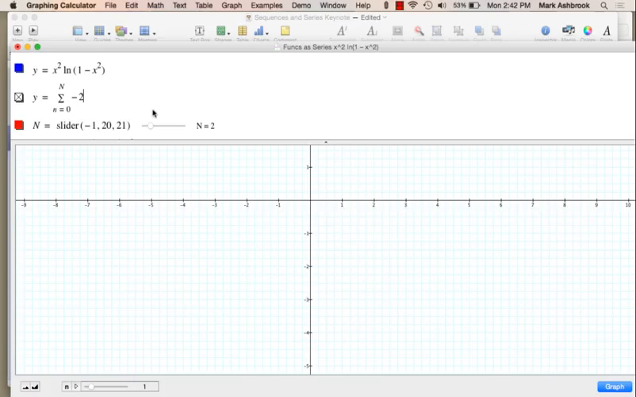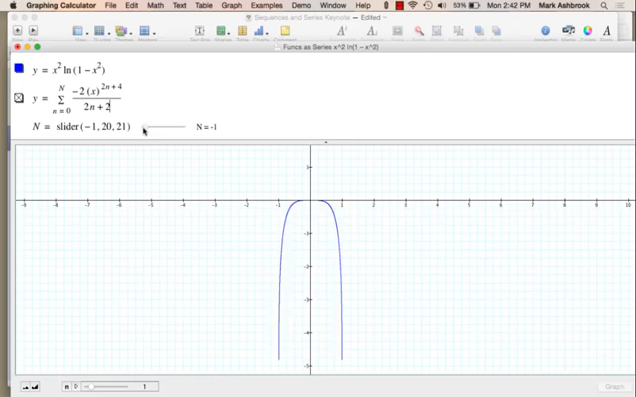-2 times x to the 2n plus 4, and that all over 2n plus 2. Okay, so let's see. Do I have it written right? Starting from n equals 0? All right, let's see.